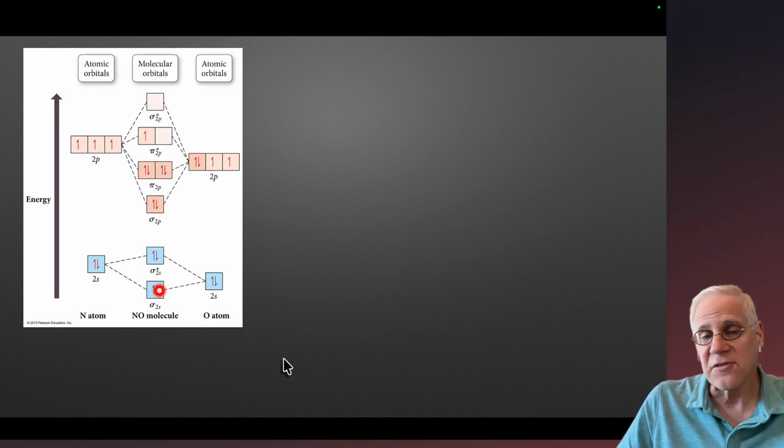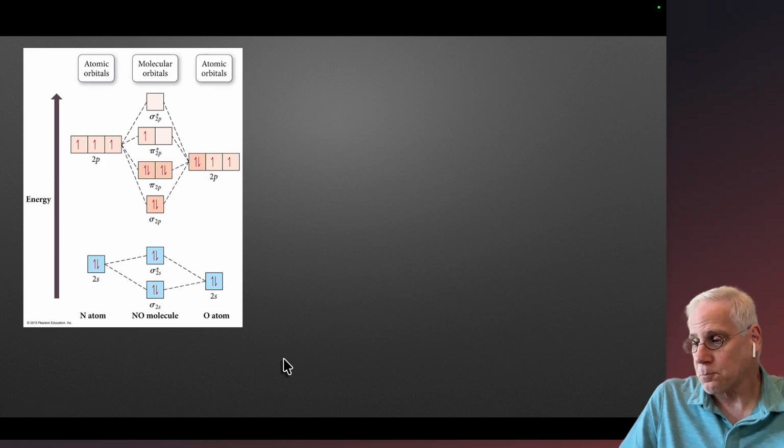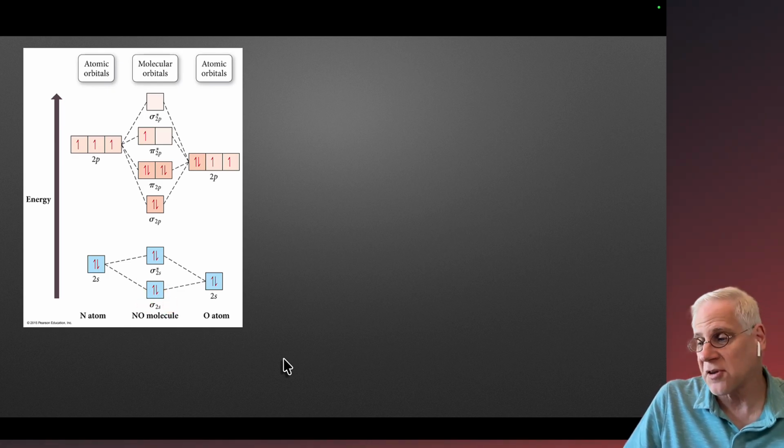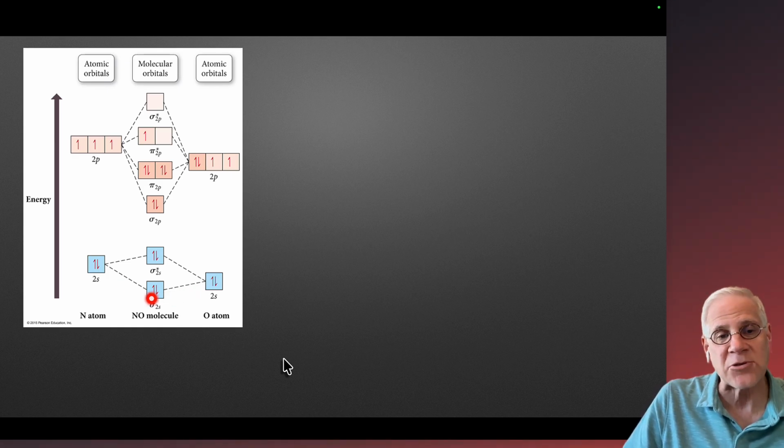Notice we still have sigma 2s, sigma 2s star, sigma 2p, and pi 2p. And what we could infer a little bit from this diagram is that if we were to look at a calculation of the molecular orbital makeup of the sigma 2s, it would have a little bit more of the oxygen 2s contribution than the nitrogen 2s contribution, because it's closer in energy to the sigma 2s.